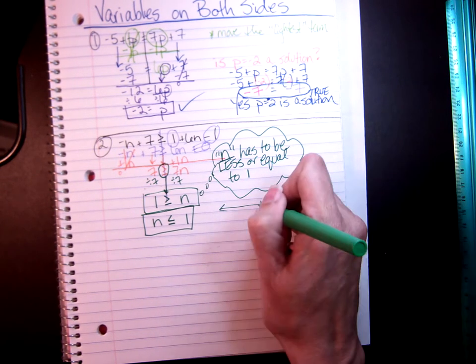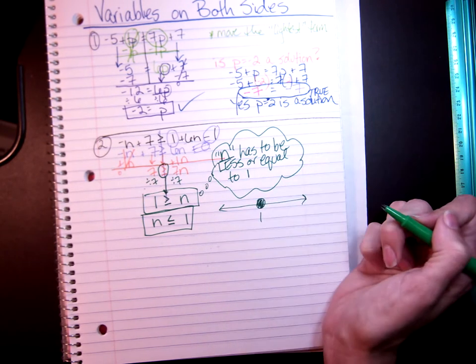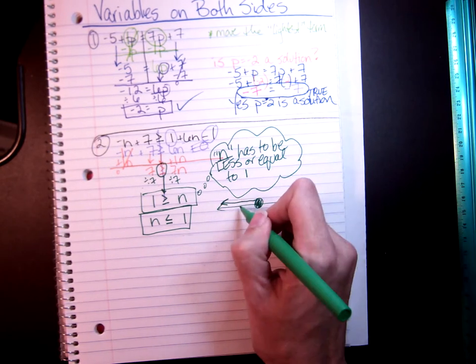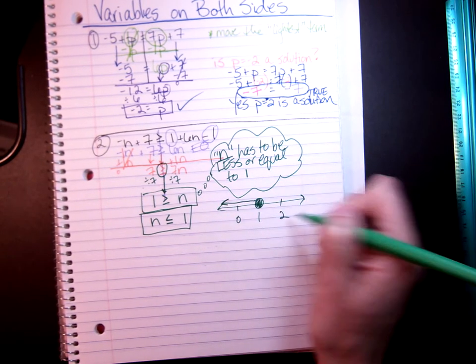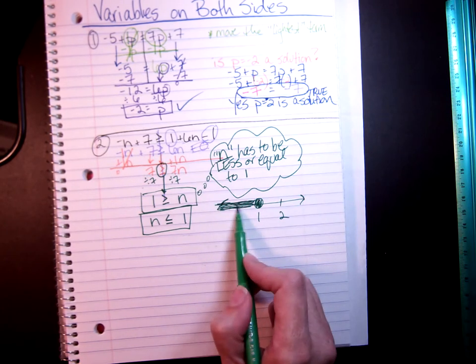1, that's the one we mark. It can equal it, so we fill that in. And the lesser numbers are back this way. 0, 2's out here. I want everything that's 1 and under.